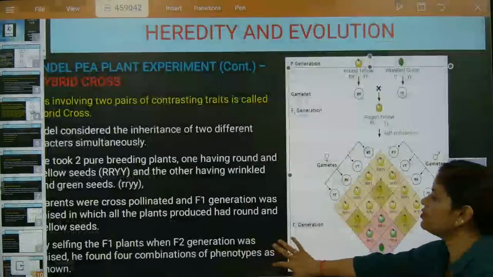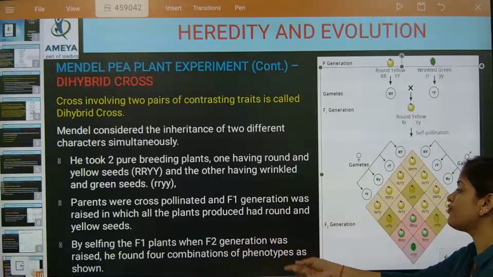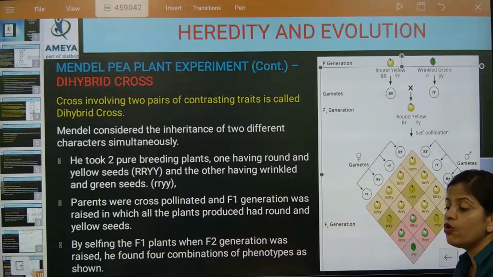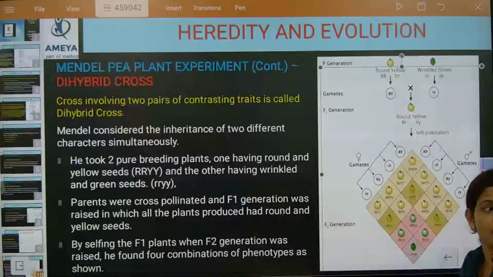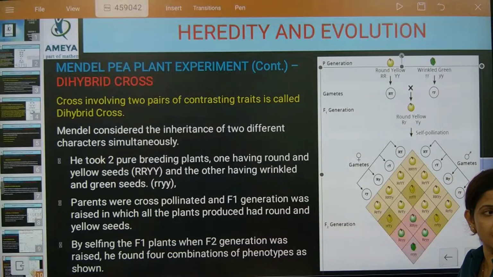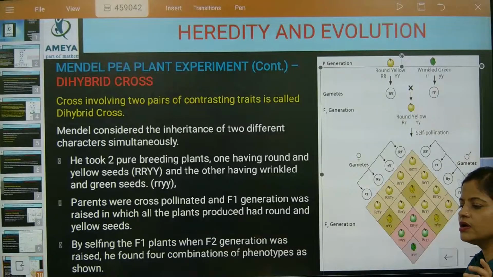Now just check this one out. What we have studied. So by self-pollinating F1, F2 was raised, we found 4 combinations. How many combinations? 4 combinations. Before, in monohybrid, how many combinations were there? 2. Either tall or dwarf. But when he is crossing two characteristics together, how many contrasting characters came? 4 contrasting characters. Yellow round, yellow wrinkled, green round, green wrinkled.